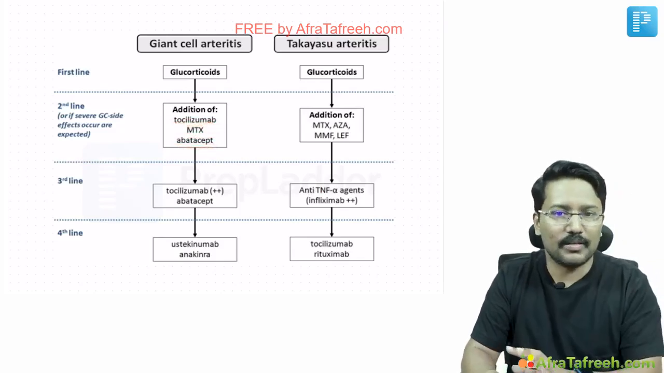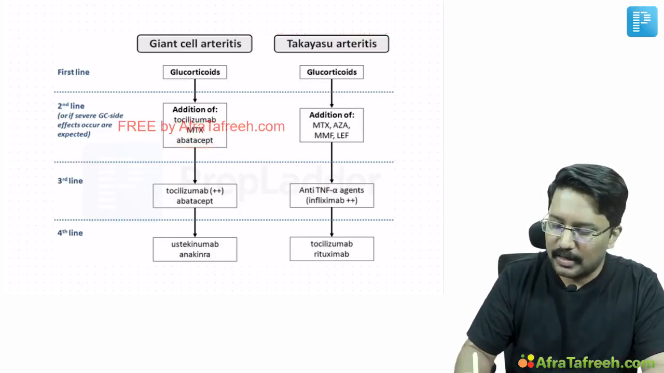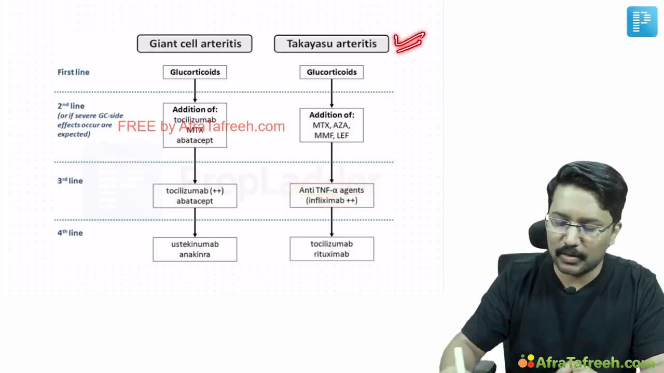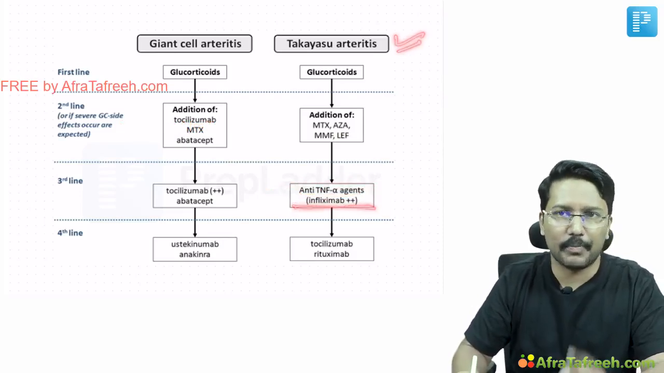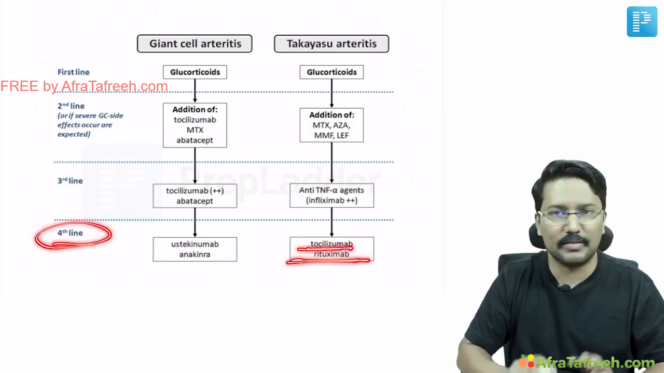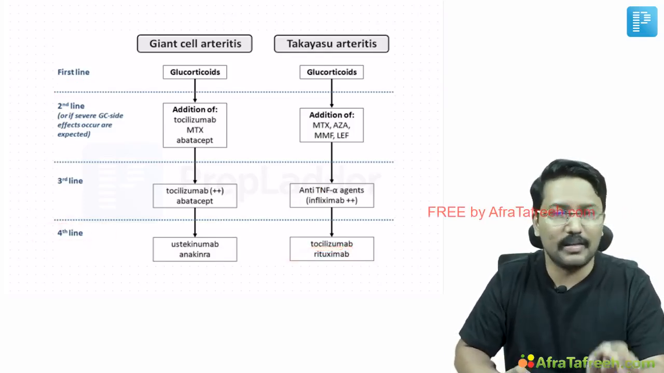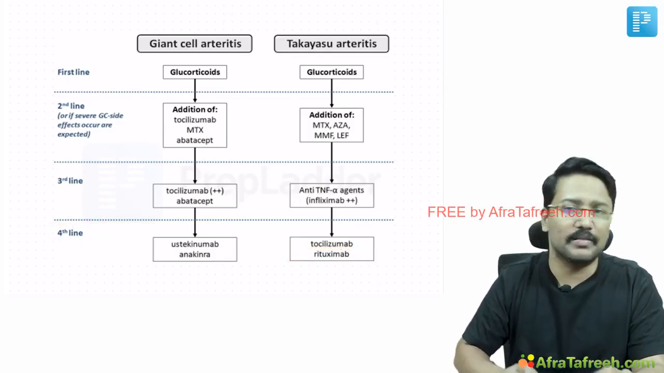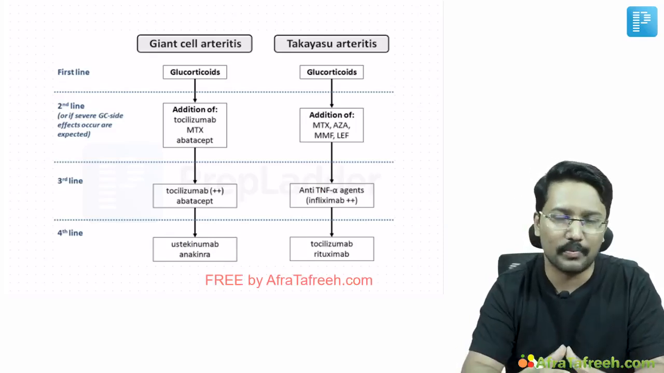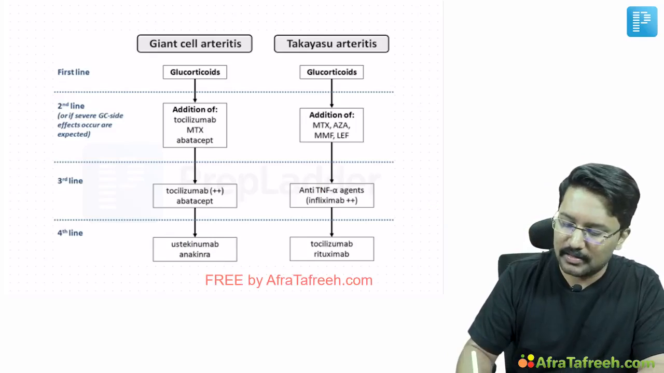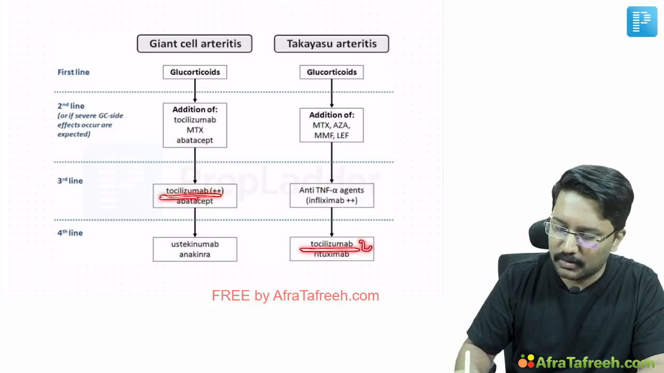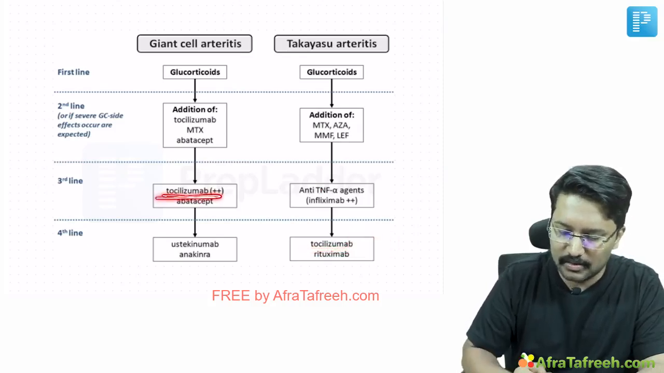Okay. If you talk about the third line agent, I've already told you that anti-TNF alpha agents like infliximab have a good response in case of Takayasu arteritis, so they become our third line. Okay, and tocilizumab, the anti-IL-6, and rituximab are considered fourth line agents in case of Takayasu. But when it comes to giant cell, I've told you that anti-TNF alpha agents did not show any benefit in trials, and in fact there was a little tendency towards harm. So because of that, the third line agent anti-TNF alpha is out, so we are directly talking about tocilizumab. So something which was a fourth line agent in case of Takayasu becomes the third line agent.